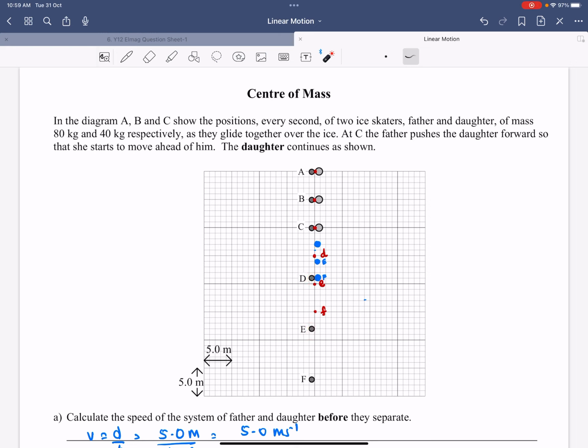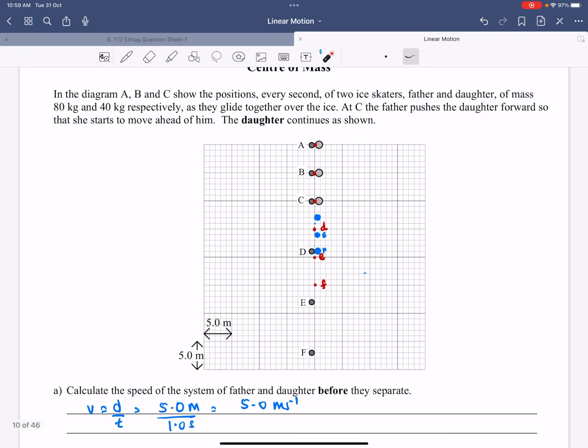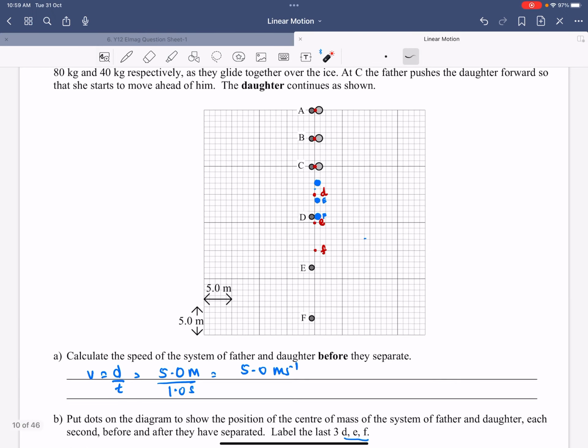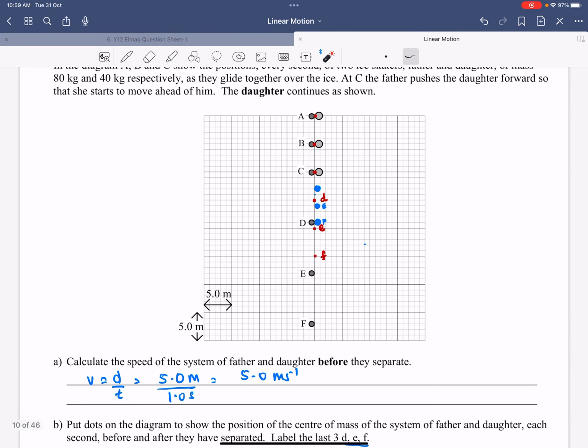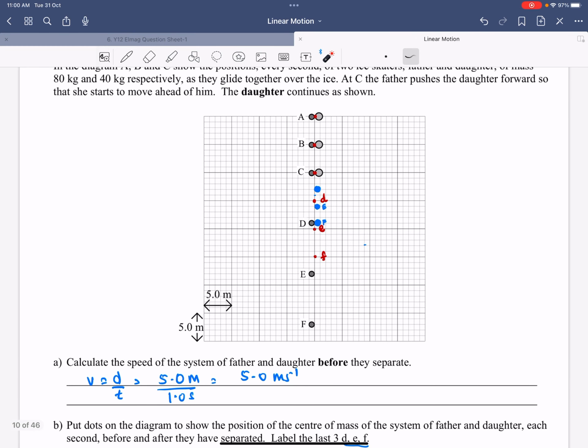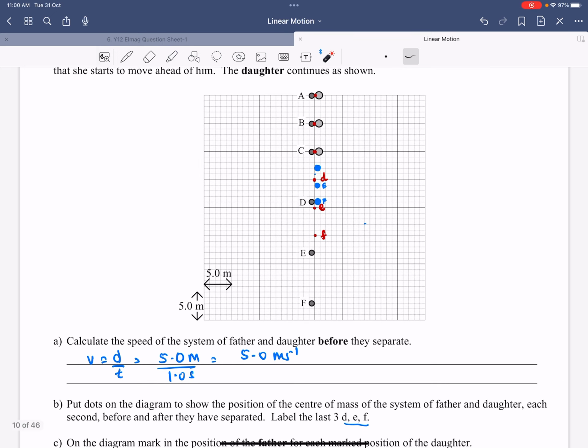Now, this tells you what the distances are. These little squares are 5 meters by 5 meters. That's it. Okay, calculate the speed of the center of mass of the system of father and daughter before they separate. Speed is distance over time, so it moves 5 meters in 1 second, so it's 5 meters per second.